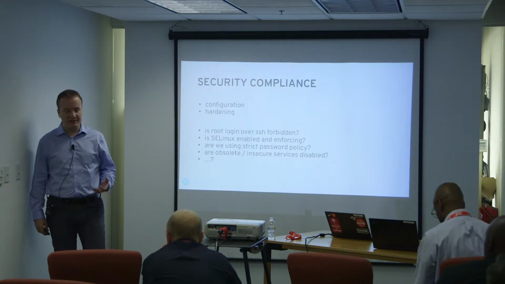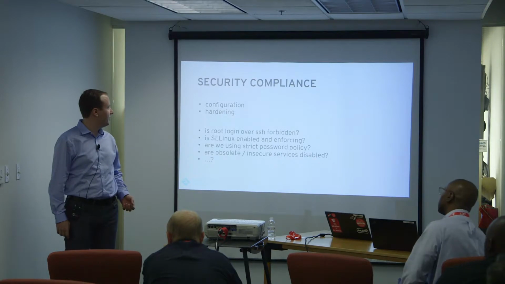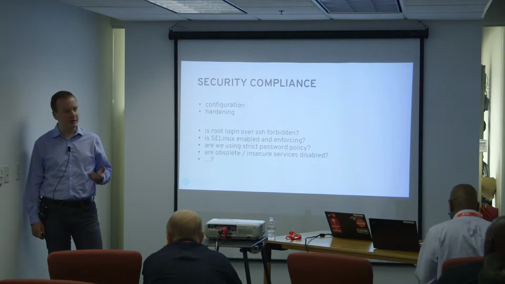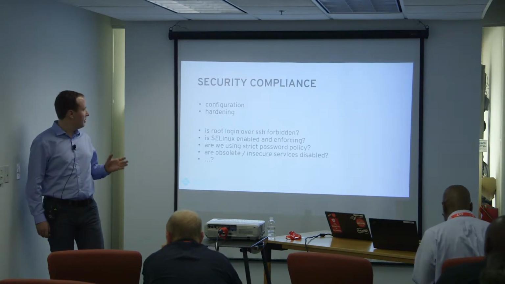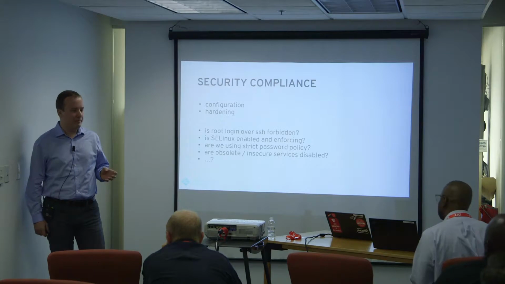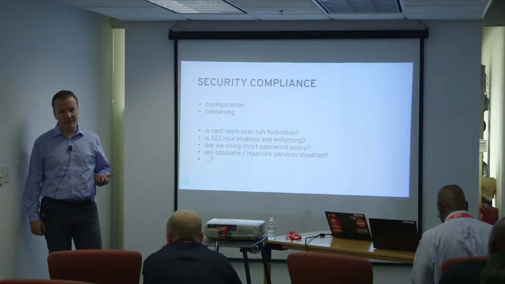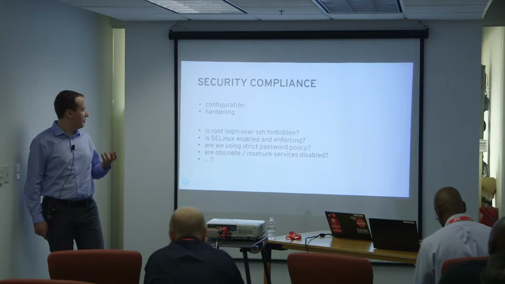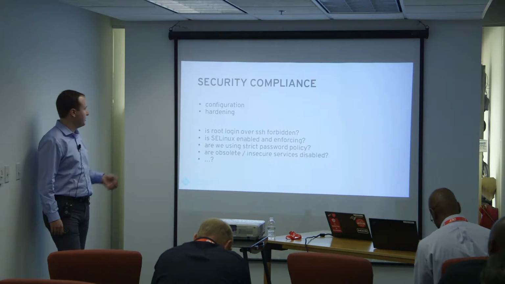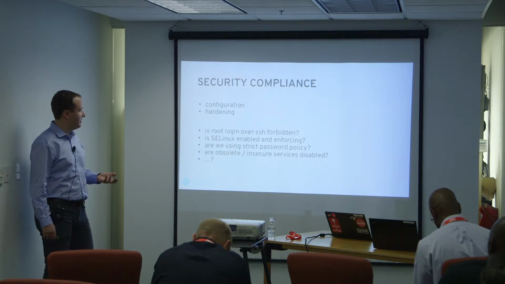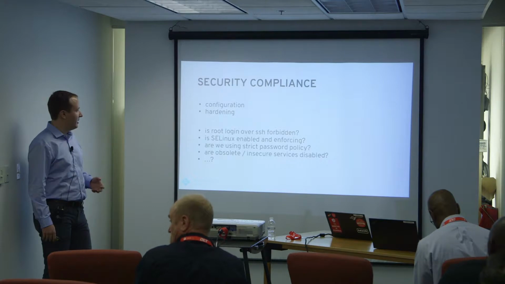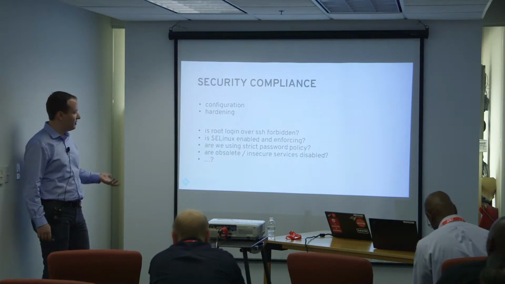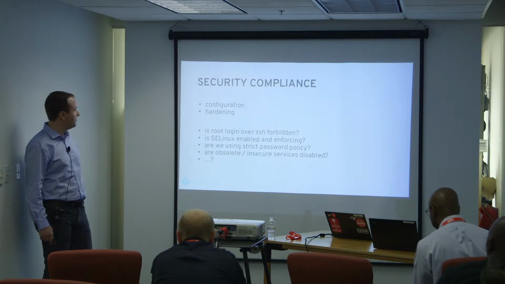So before we get started, let's define our goal a little bit. We're mainly going to talk about configuration. OpenSCAP has multiple use cases, and I think it's really important to make this distinction. In this talk, we're only going to talk about configuration: enabling services, disabling services, changing their configuration, decreasing the attack surface through hardening. We're going to be asking questions such as, is root login over SSH forbidden? Is SELinux enabled? Are we using proper password policies? Are there any obsolete insecure services enabled, and so on?